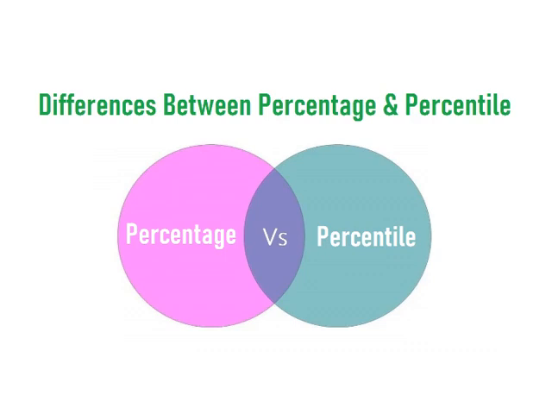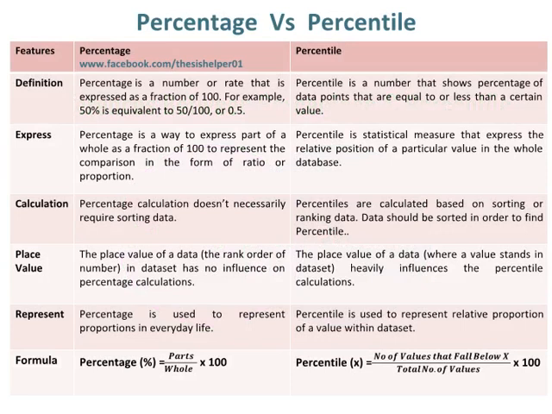Differences between percentage and percentile. Percentage versus percentile. Percentage is a number or rate that is expressed as a fraction of 100. For example, 50% is equivalent to 50 by 100 or 0.5, whereas percentile is a number that shows the percentage of data points that are equal to or less than a certain value.